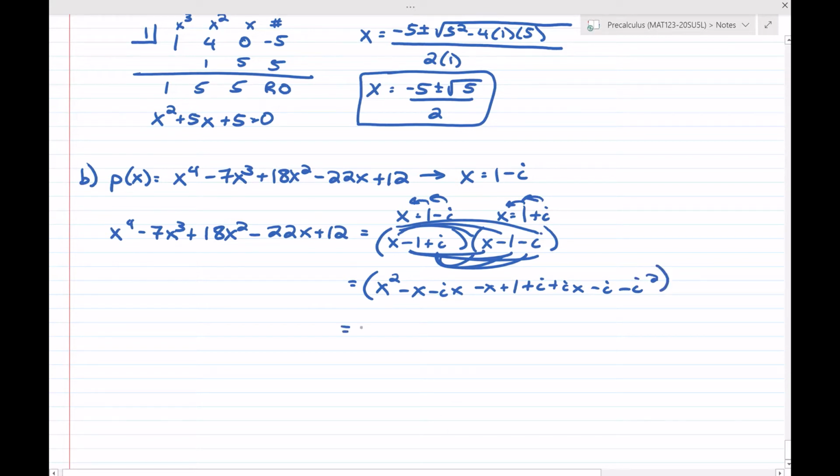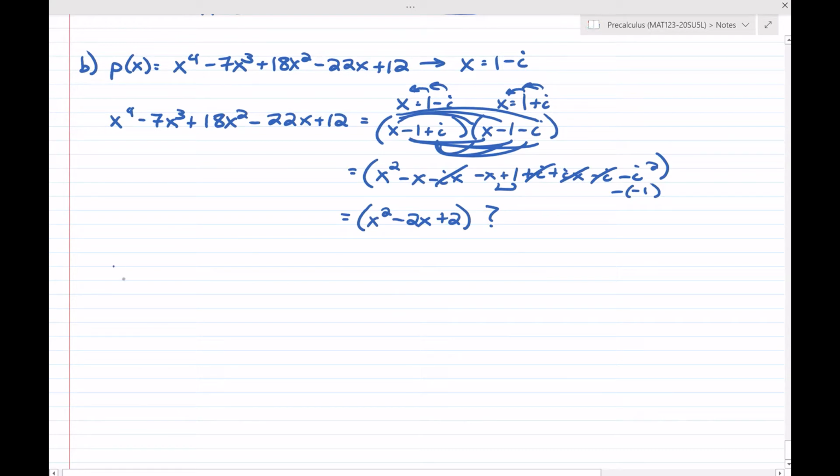And summing this, we get x squared, the negative ix plus ix cancel, and we get 1 minus negative 1, so 1 plus 1 is 2. And we're still missing 2 roots. So what we are going to have to do, can't do synthetic division, we'll just do long division, divide x squared minus 2x plus 2 into x to the 4th minus 7x to the 3rd plus 18x squared minus 22x plus 12.